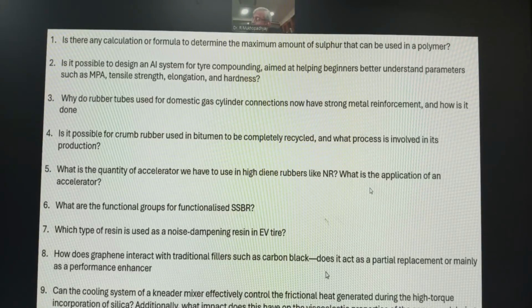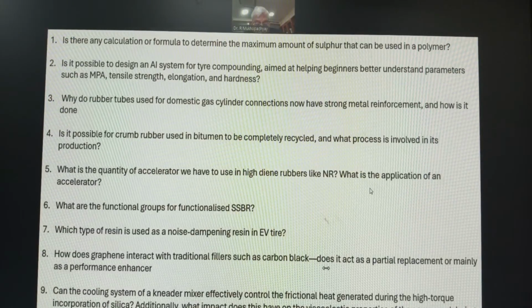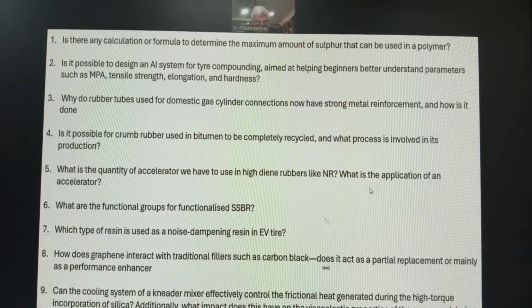Then the fourth question: is it possible for crumb rubber used in bitumen to be completely recycled, and what process is involved? Nowadays what is happening, the crumb rubber, surface modified crumb rubber, is mixed with the bitumen and used for the road surface. Now, when the bitumen and crumb rubber road surface is there, to separate is a challenging job, because as you know today, at the end of life of the tire, they do pyrolysis.